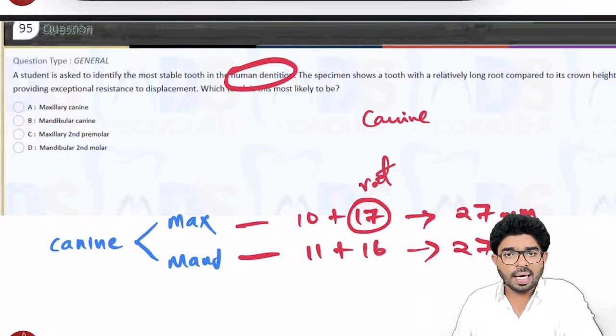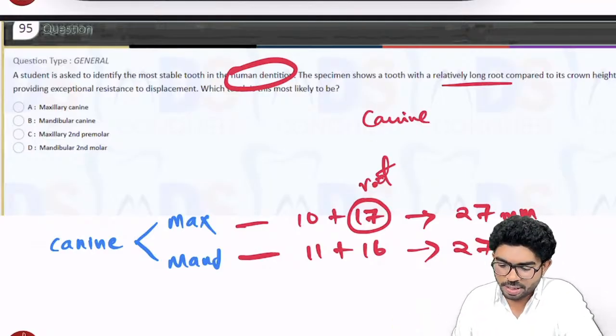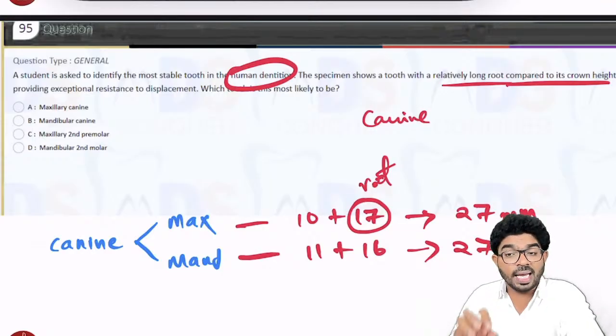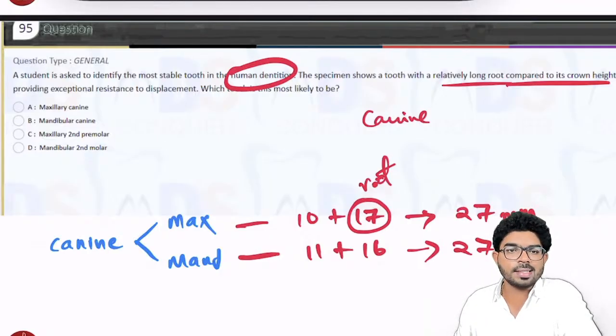Now I'll check the second half of the question. Specimen showing a tooth with a relatively larger root. Again, they are mentioning the same thing, a larger root compared to the crown. So it can be either maxillary canine or mandibular canine. If the second part of the question is reversed, for example, a specimen showing a tooth with a larger crown compared to that of the root, then my answer is mandibular canine.